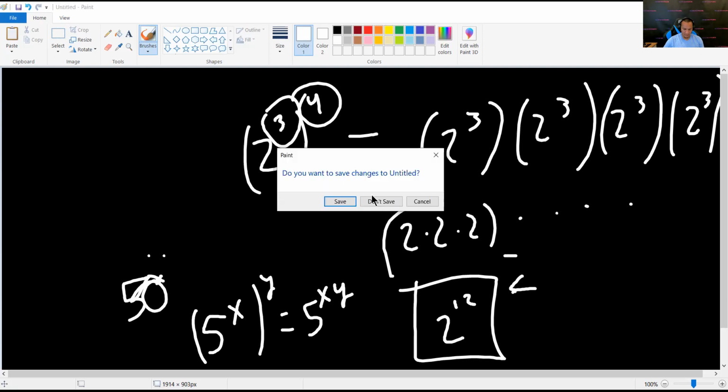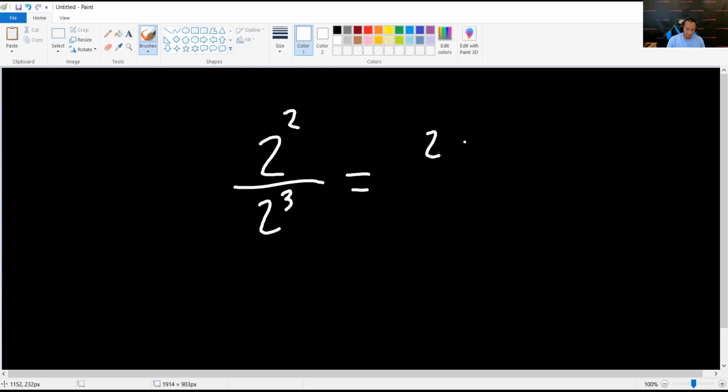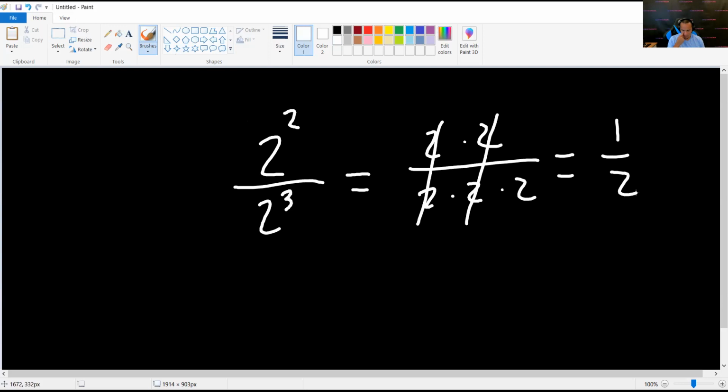And finally, a quick rule that I skipped because it's simple to understand is something like, what about 2 to the second divided by 2 to the third? Well, that's going to be 2 times 2 over 2 times 2 times 2. That cancels out, and then you get 1 over 2. Or, like we saw before, that's just 2 to the negative 1 power. Because the 2 is on the bottom of the fraction with 1 as the numerator. And this is how many times it's on the bottom. Since it's on the bottom, you add the negative.